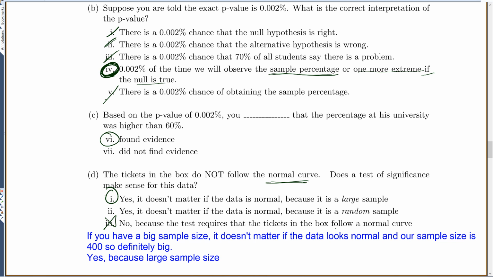And 2 says yes, it doesn't matter if it's normal because it's a random sample. Well, random is good, but it doesn't compensate for not normal. So we do have to have simple random samples to do our test, but that's not what compensates for not following the normal curve. So the right answer choice has to be the one that talks about large samples, not whether or not it's random, because that's not what compensates for whether or not the data is normal.